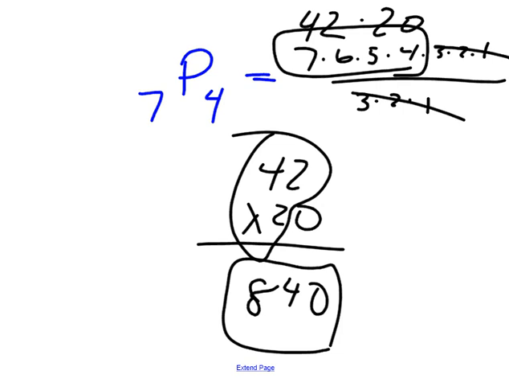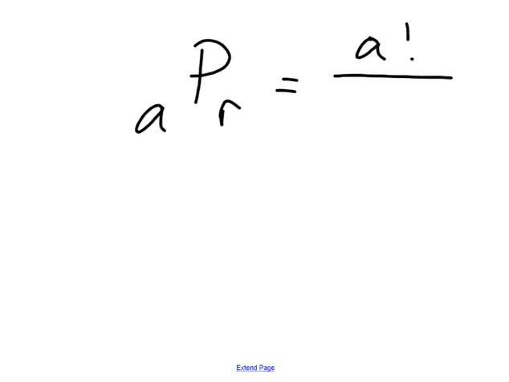You can use the blanks method, but here's where the blanks method would fail you. A, P, R. What's the formula? Well, I know the formula. It's some factorial thing over some other factorial thing, and it's not that hard. What would it be? A factorial over A minus R factorial. See? Now I can do it even if I don't even know what the numbers are.